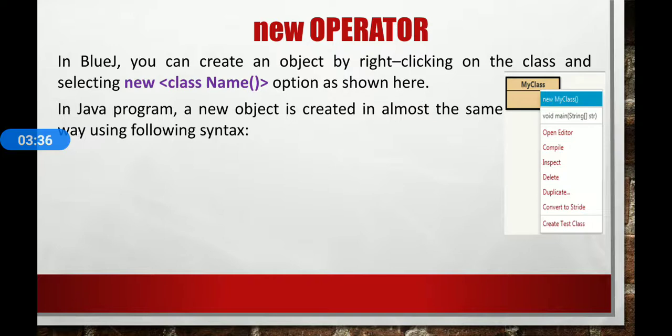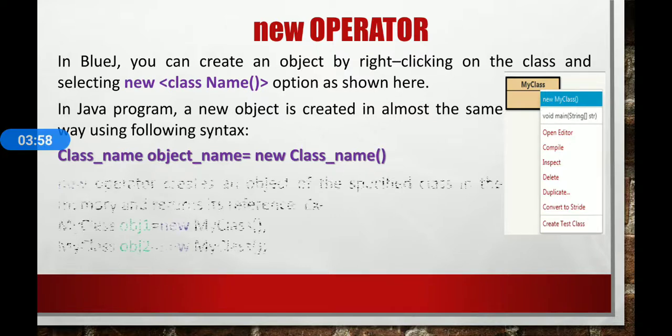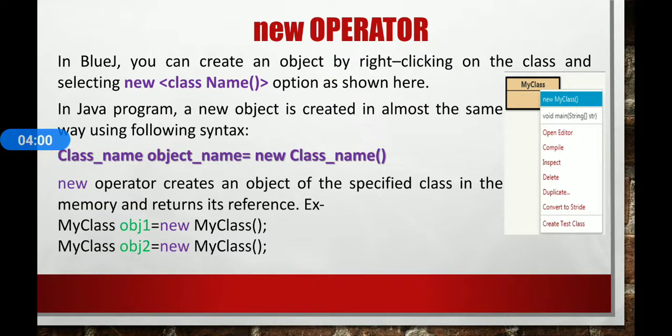In a Java program, a new object is created in almost the same way using the following syntax. First the class name, then the object name equal to new class name. Here the class name means the name of the class, then the object name is the name of the object, and then new with the class name. That's the class name with the new operator. The new operator creates an object of a specified class in memory and returns its reference.